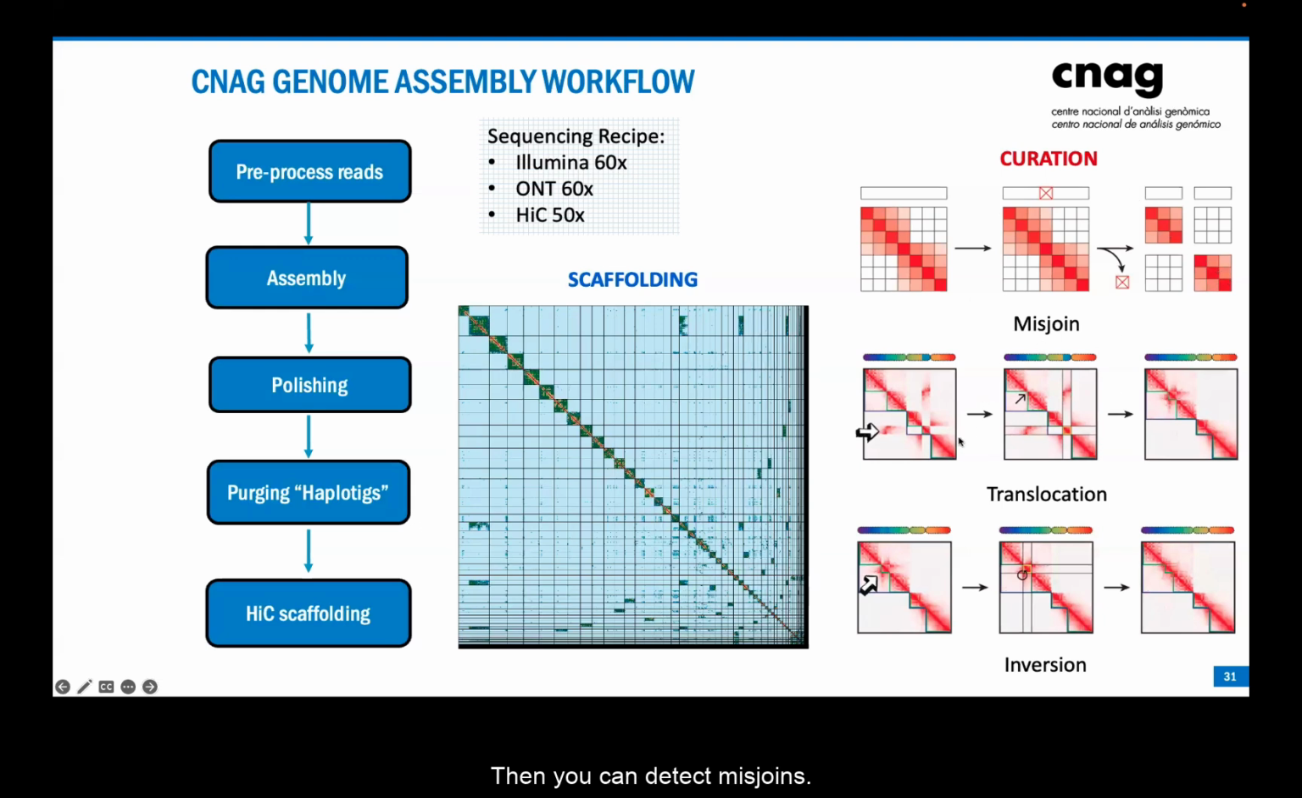Then you can detect misjoins. There are things that, come on, this is not belonging to this particular place in the genome. This seems to be coming from here. No, this was a misjoin, this is a translocation. Okay. This belongs here. So we move it and we place it in the right place.